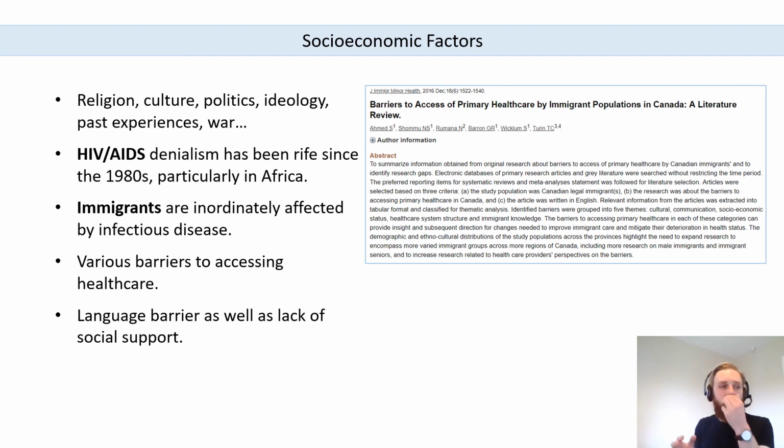The lack of social structure and the lack of social support, if they're not a part of a local community yet, can also impact their willingness and ability to engage in healthcare systems. Okay, so just some things to think about there, some pathways you can take your evaluation down.